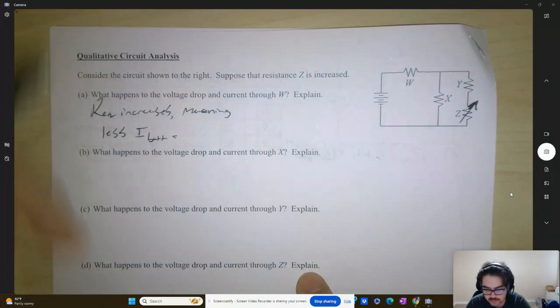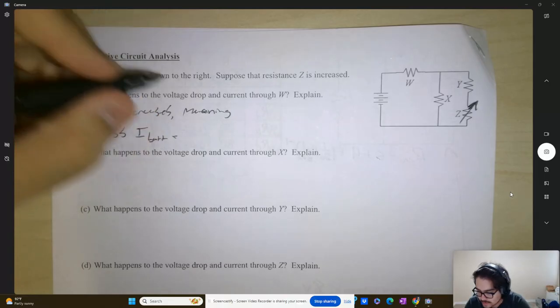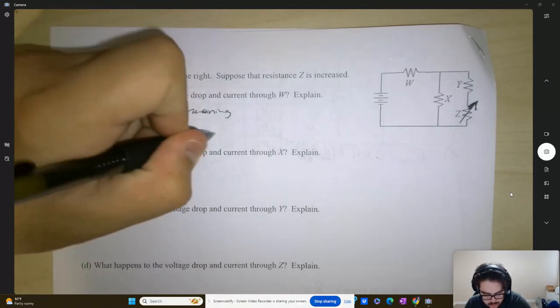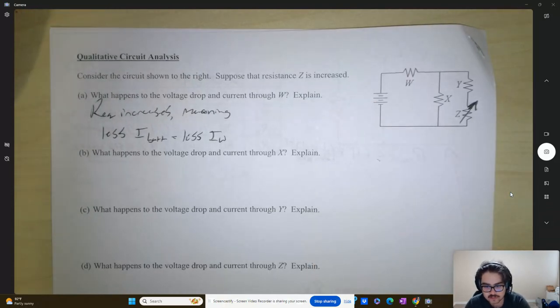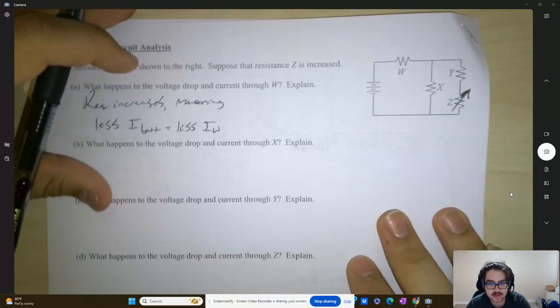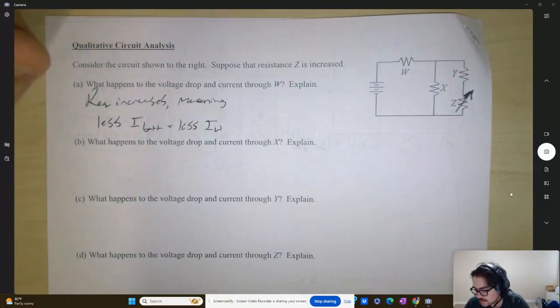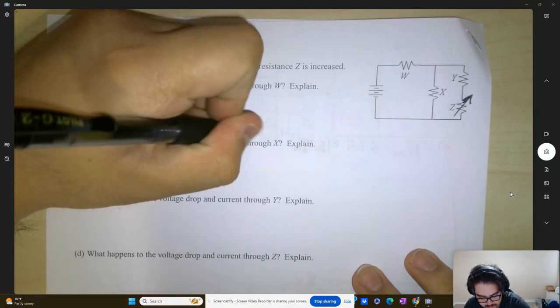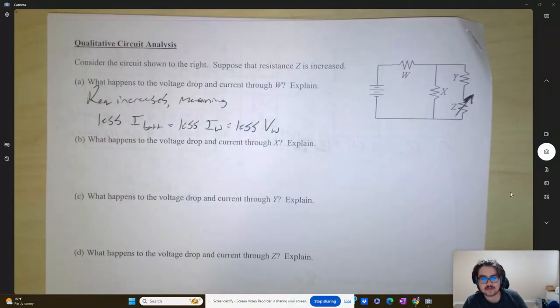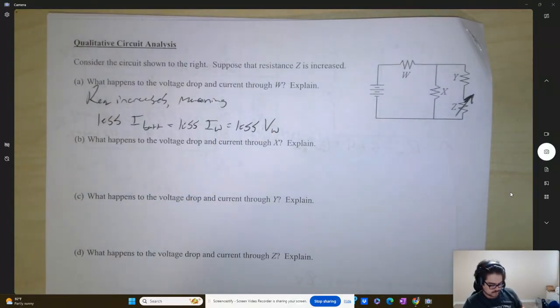So more resistance means less current, which means less current through W, and that's because the battery and W are in series with each other. So if the current going through the battery decreases, then the current going through W decreases, and that also means less voltage across W. That's by Ohm's law: if resistance is the same and your current decreases, then your voltage will decrease.